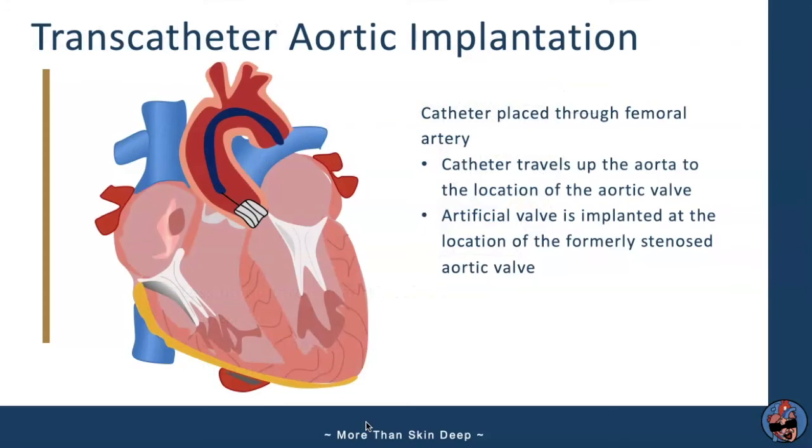Sometimes to treat an aortic valve, you need an open heart operation. But in some cases, you can fix the aortic valve through a catheter procedure. This procedure is known as a transcatheter aortic implantation. In this procedure, a catheter is commonly placed through your femoral artery, which then travels up the aorta to the aortic arch. From there, an artificial valve is implanted at the location of the formerly stenosed aortic valve.